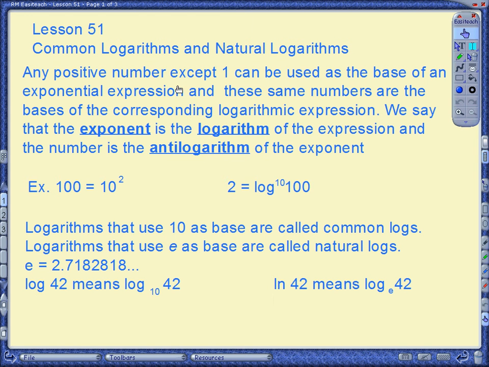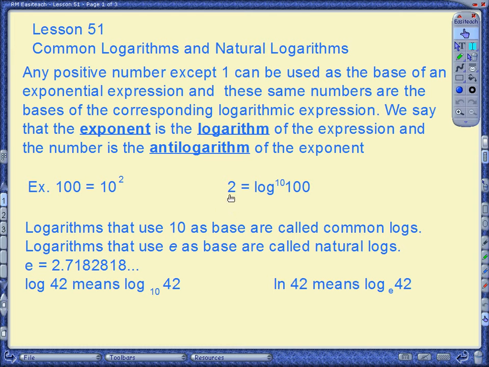This is Lesson 51, and Lesson 51 is about common logarithms and natural logarithms. Any positive number except 1 can be used as the base of an exponential expression, and these same numbers are the bases of the corresponding logarithmic expression. We say that the exponent is the logarithm of the expression, and the number is the antilogarithm of the exponent. This is the antilog, this is the base, and this is the logarithm, or the exponent.